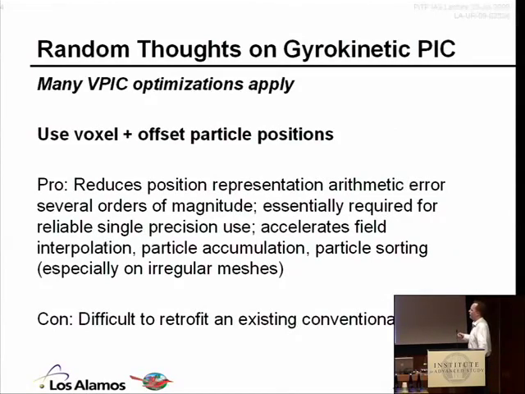Likewise, if you're doing a particle simulation, I strongly recommend voxel offset particle positions. There are just so many pros to this because, one, your arithmetic error drops several orders of magnitude, and that's essentially required if you want reliable single precision. You can get faster field interpolation, faster particle accumulation, faster particle sorting, and you have better handling if you're on an irregular mesh type code. The biggest con of this is that it's difficult to retrofit an existing particle code because now you're changing what a particle looks like and everybody touches the particles.